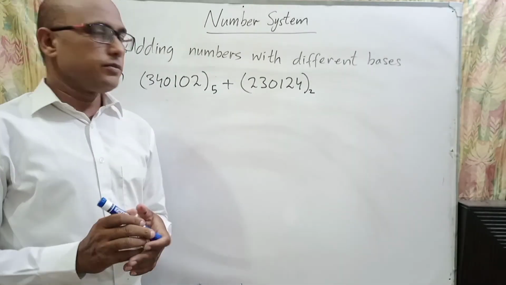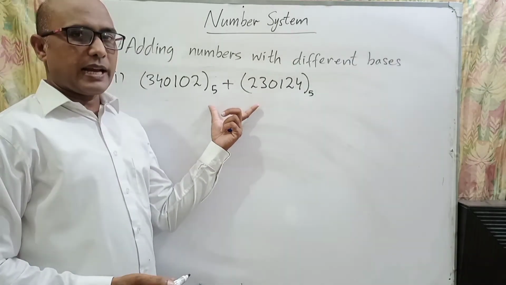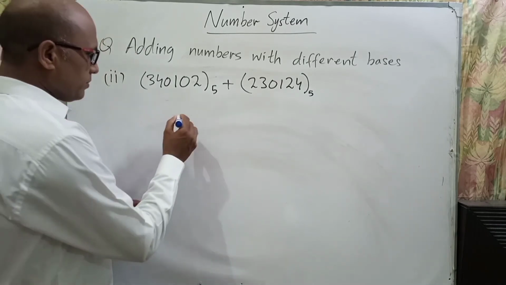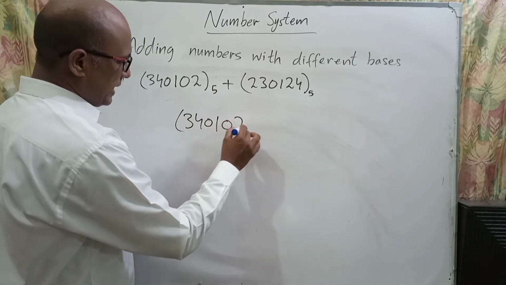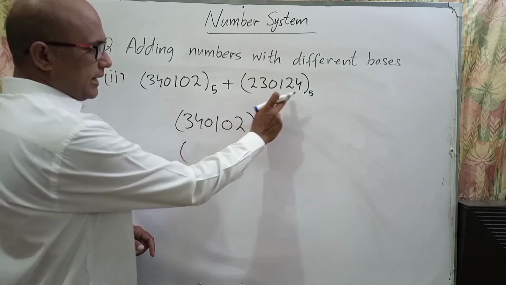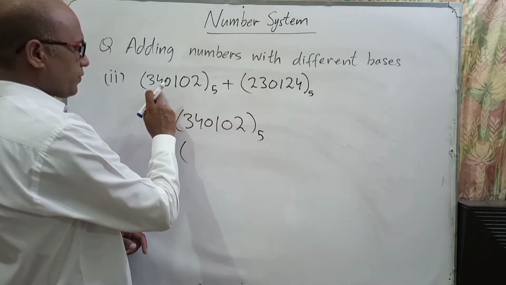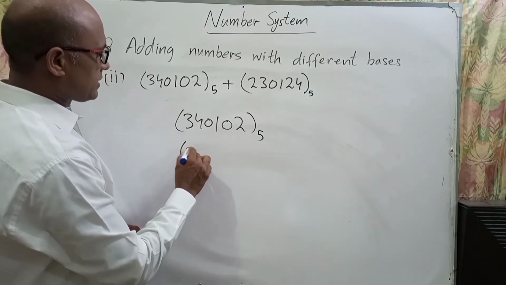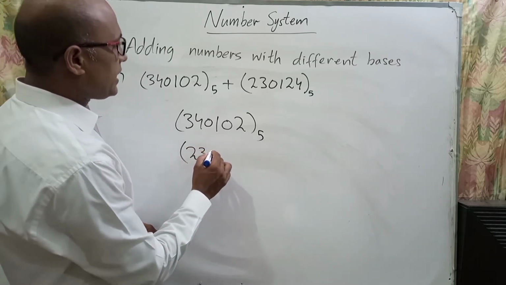Okay students, now we have to do the second part, which is having base 5. So the method is the same by which we have done binary numbers addition. We'll do the same method, and let's count the digits. 1 2 3 4 5 6. 1 2 3 4 5 6. Both numbers have the same number of digits, so we'll write them exactly under each other.